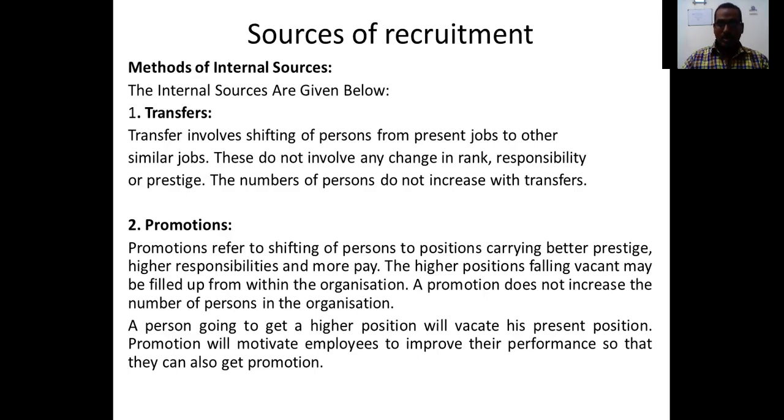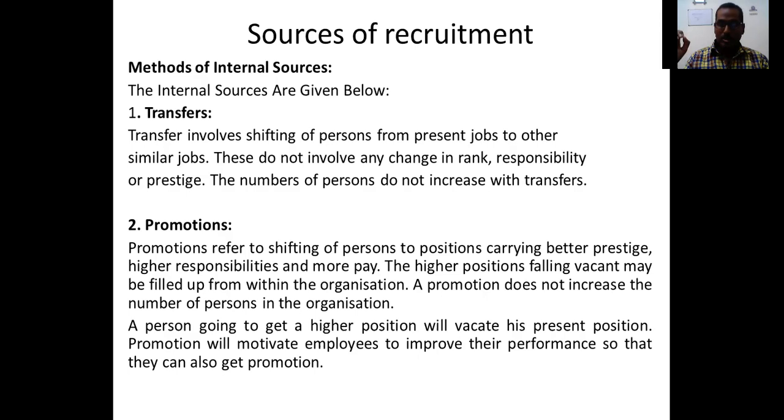Promotion refers to the shifting of persons to positions carrying better prestige, higher responsibilities, and more pay. So here there are many other added things. Since the position is higher than the person's current position, it carries better prestige, more responsibility, and definitely more monetary benefits, that is, a salary.